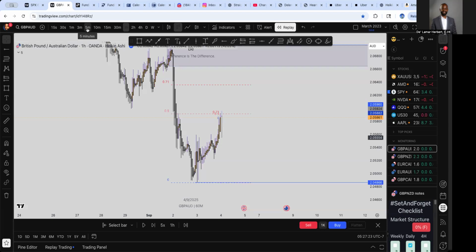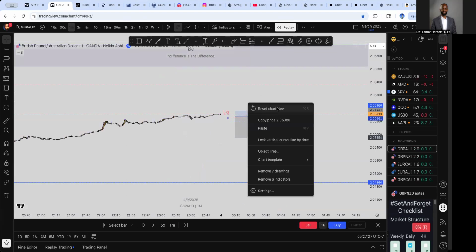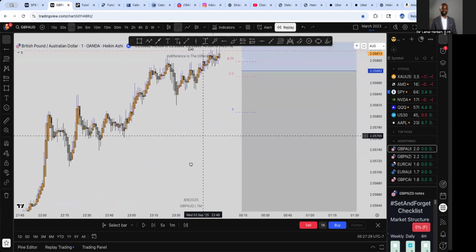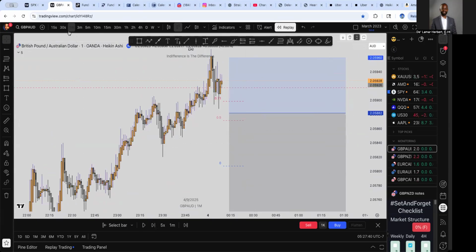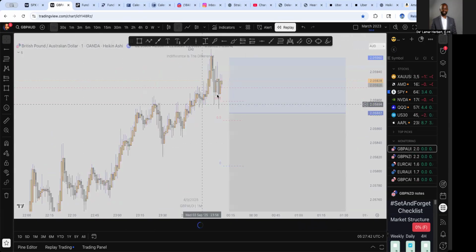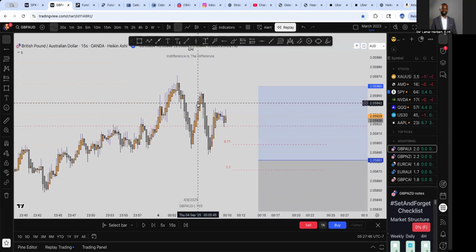And so I'm used to that, so I would jump to a lower time frame. I'm just waiting for that break. If I go down to an even lower time frame, we have one break here. So just waiting for that next leg.